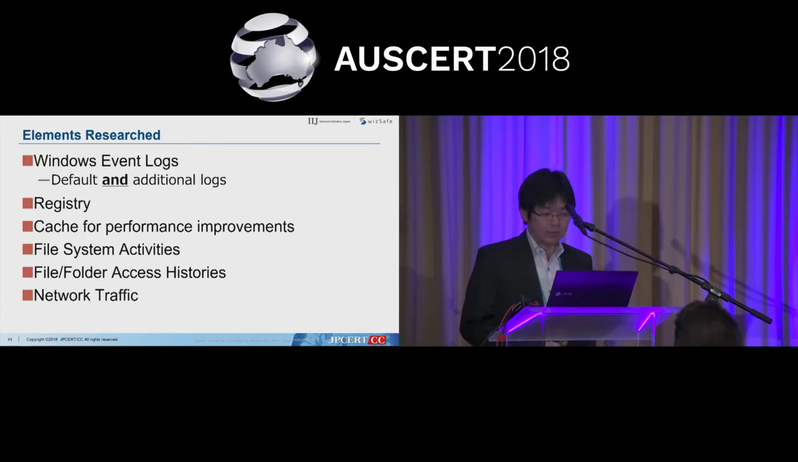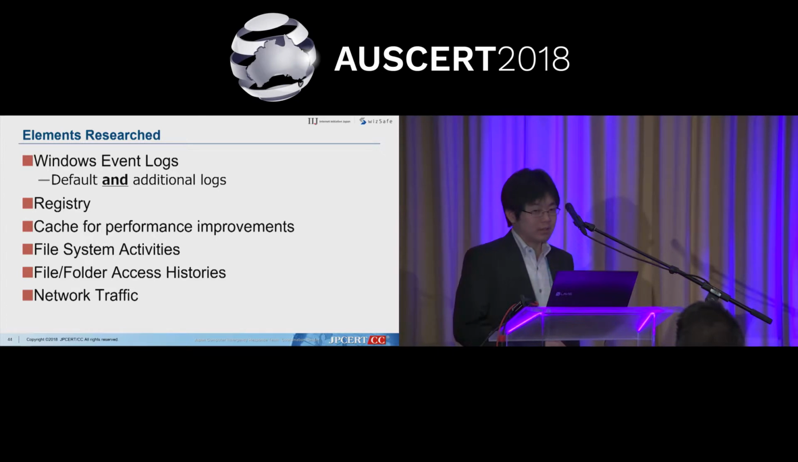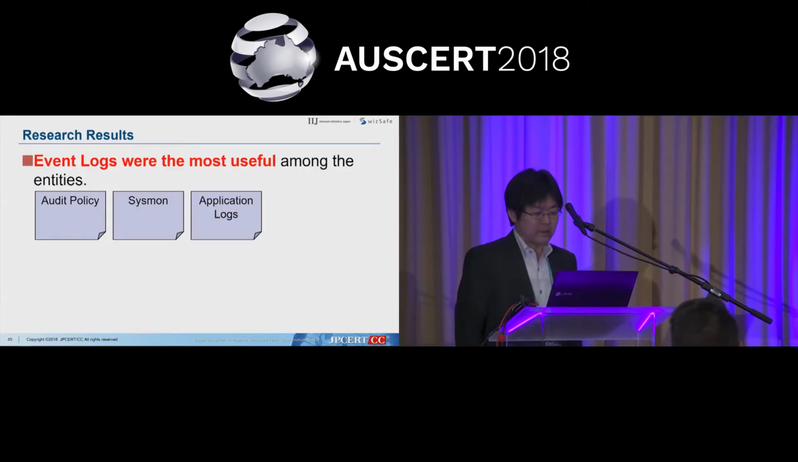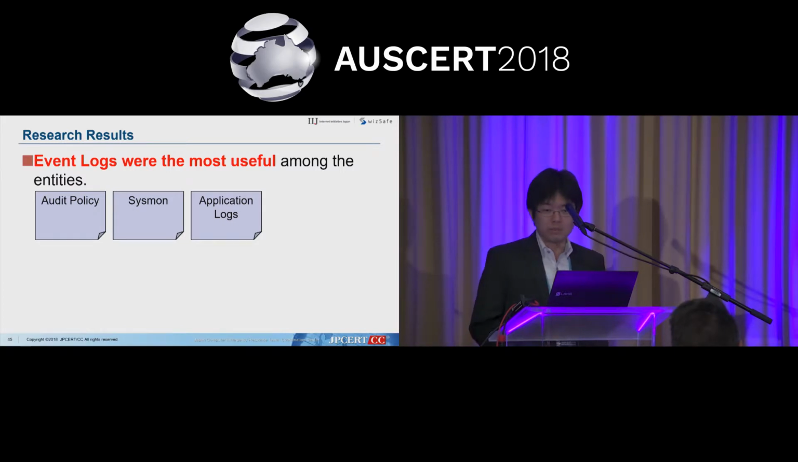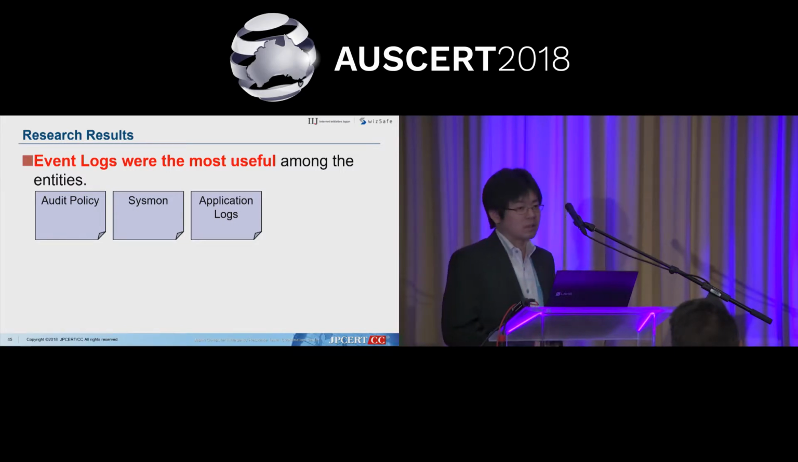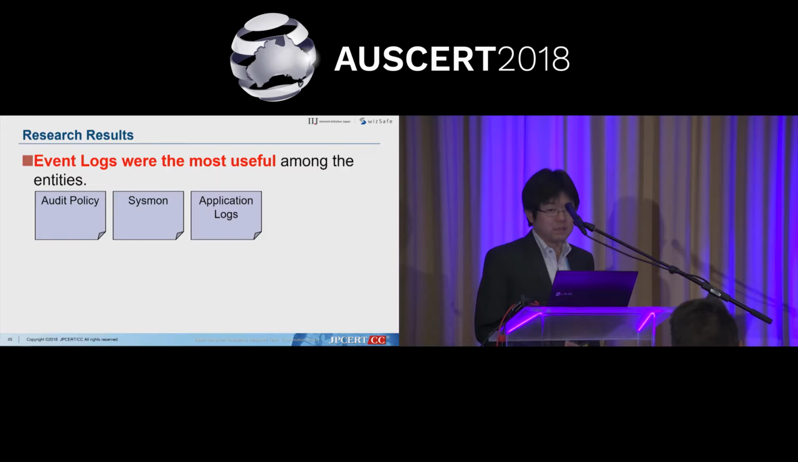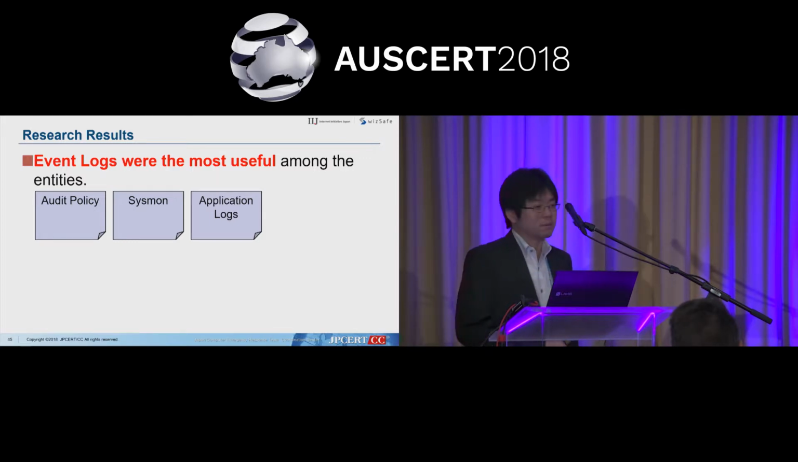One is the Windows event logs for both default and additional logs, and the registries, and cache for performance improvements, and file system activities, and file and folder access histories, and network traffic. Among these elements, the result we came up with is that event logs were the most useful. When I say event logs in this presentation, it means the audit policies, Sysmon, and application logs.